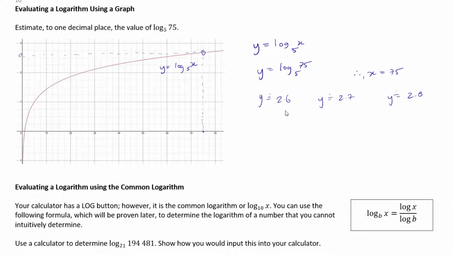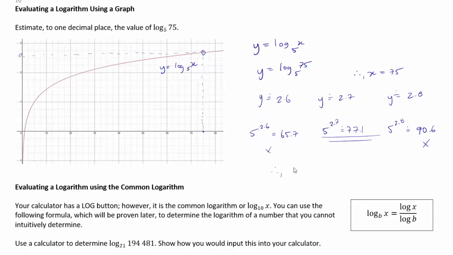Okay, well I can test this out. 5 to the power of 2.6 is equal to 65.7. That's not very close to 75, so we're not going to take that one. 5 to the power of 2.7 is equal to 77.1. Okay, that's actually pretty close to 75. Then we say 5 to the power of 2.8 is approximately equal to 90.6. So I won't take this one, I'll take this one right here.